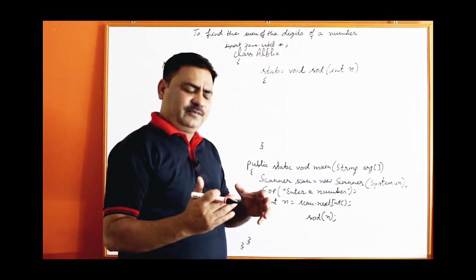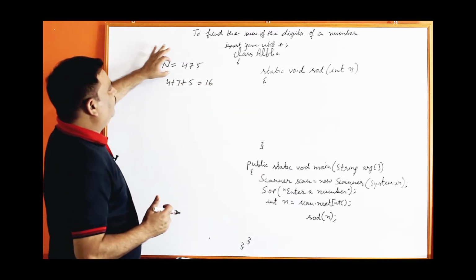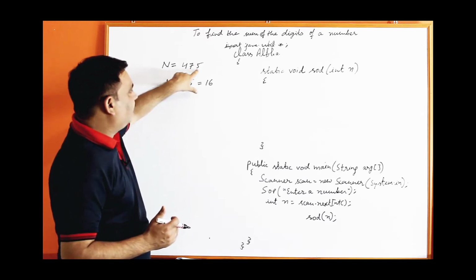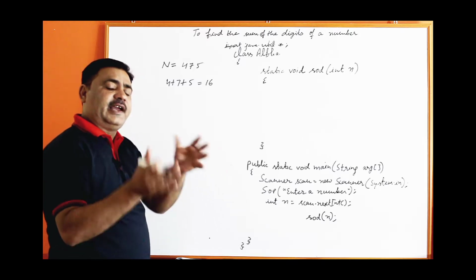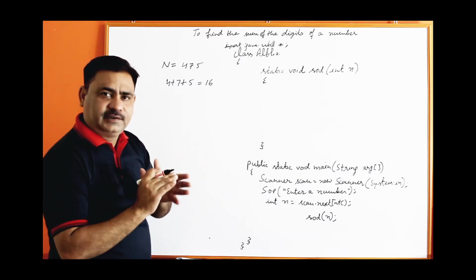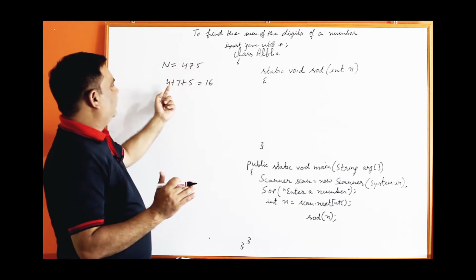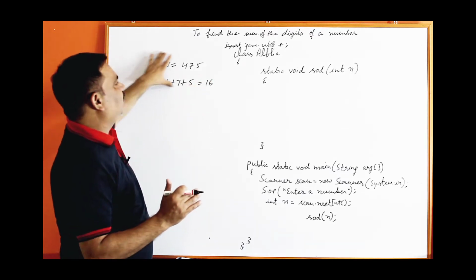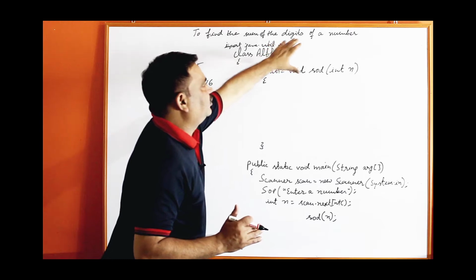See what I would like to explain to you. If the number is 475, the digits are 4, 7, 5. First of all, we have to separate the digits, and then after separating the digits, we have to add them. 4 plus 7 plus 5, the final sum is 16. So, this is the program that we have to do to find the sum of the digits of a number.